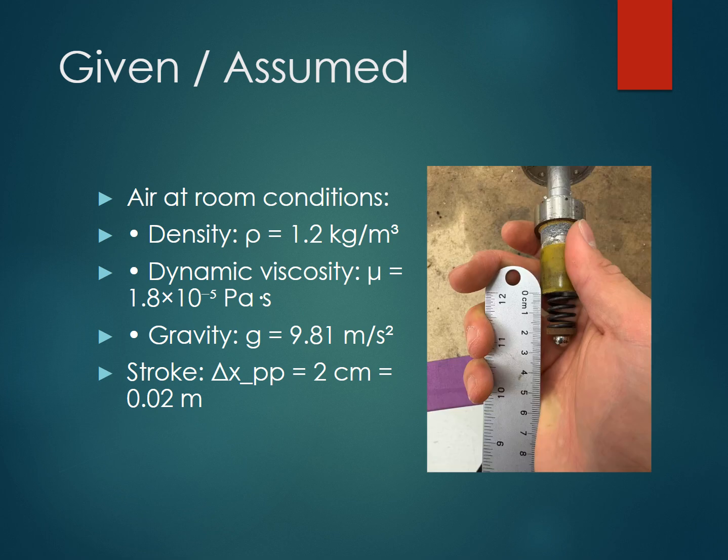So we made some sample calculations based off of what we measured from disassembling the pump. And we assumed that the density of air at room conditions is 1.2 kilograms per meter cubed. The dynamic viscosity is 1.8 times 10 to the negative fifth pascal-seconds. Gravity is 9.8 meters per second squared. And the stroke is roughly 2 centimeters, as you can see measured here on the right.